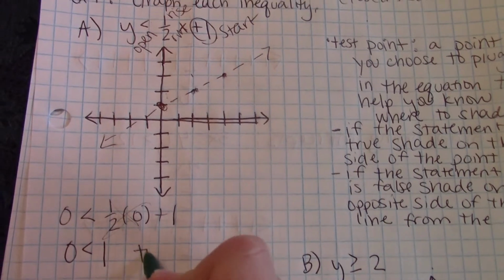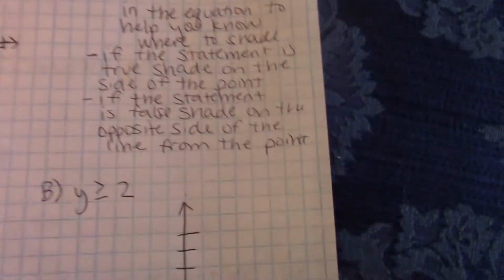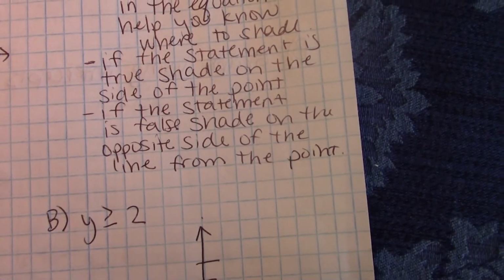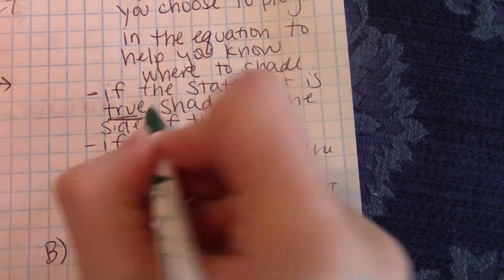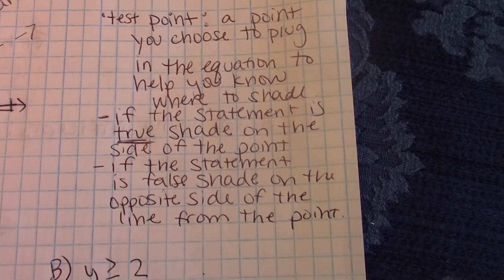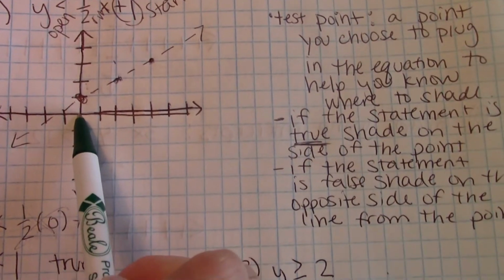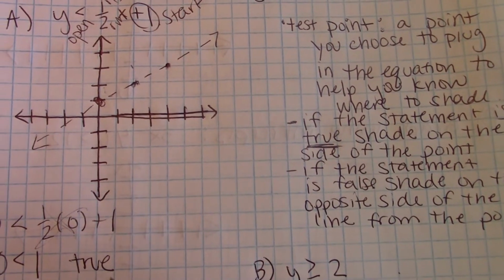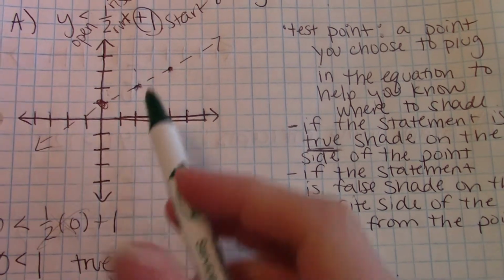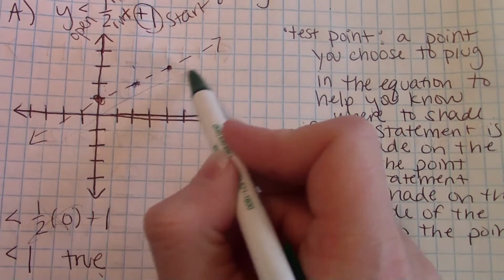This is true. Now I made some side notes for you over here. If the statement is true, shade on the side of the line of the point. So what that means, 0, 0 is right here. I have a true statement. So I'm going to shade all of this on the side of that point.